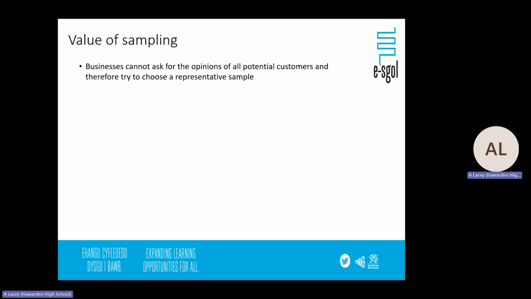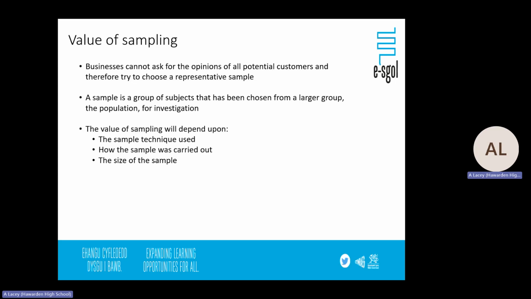Now, especially with regards to primary research, you need to be looking at the value of sampling. You can't ask the opinions of all your customers and all of the people that are potentially going to buy your products. So it's important that you have a good representative sample of your customer base. A sample is a group of subjects that have been chosen from a large group population for investigation, and the value of sampling will depend on the sampling technique used, how the sampling was carried out, and the size of the sample.